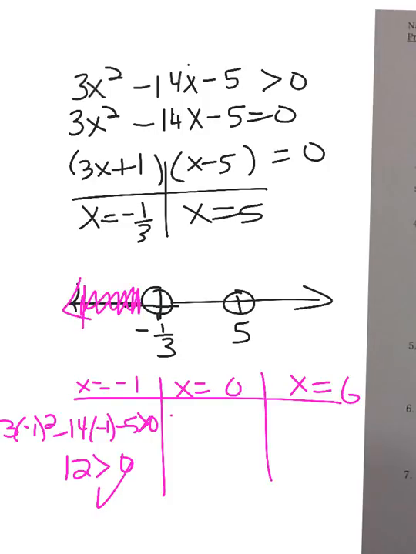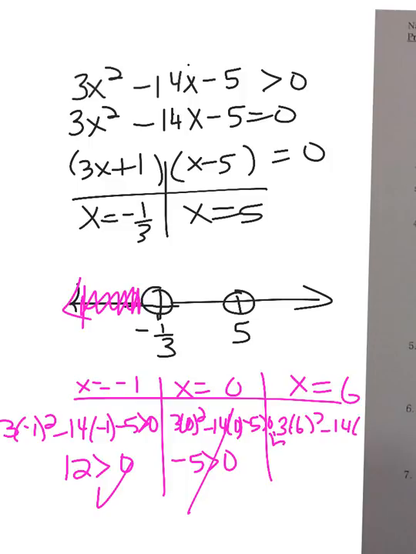Try 0. 3 times 0 squared minus 14 times 0 minus 5 is greater than 0. Negative 5 is not greater than 0. And now try 6. So it's 3 times 6 squared minus 14 times 6 minus 5 is greater than 0. 19 is greater than 0. Yes. So that means I shade to the right.